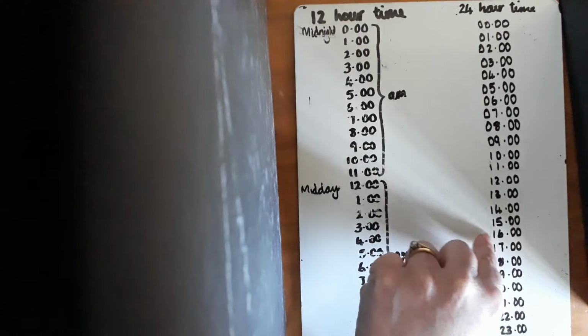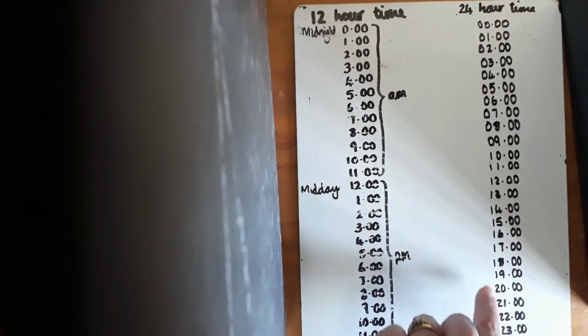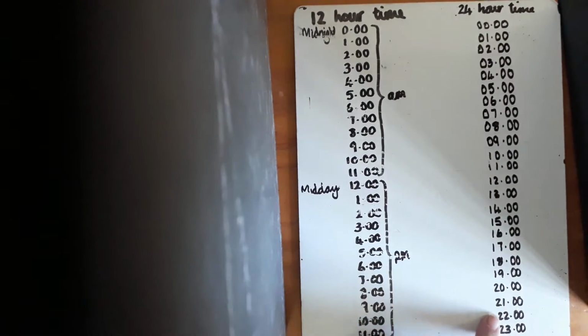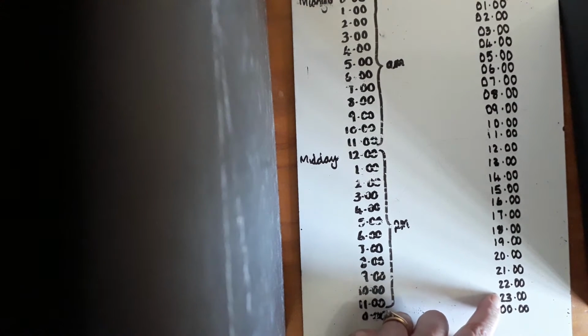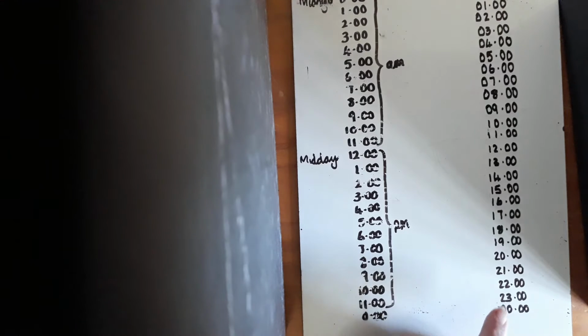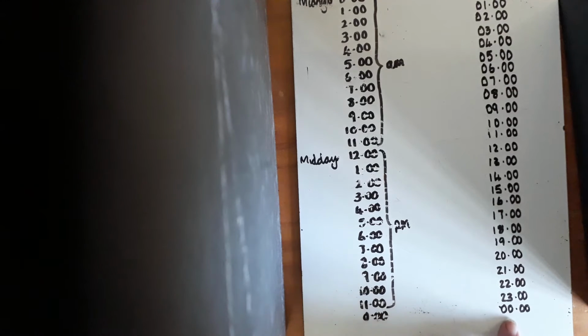13, 14, 15, 16, 17, 18, 19, 20, 21. Oop, let's move it up a bit. 22, 23. And when it would literally get to midnight, which is the beginning of the new day, it goes back to 0000.